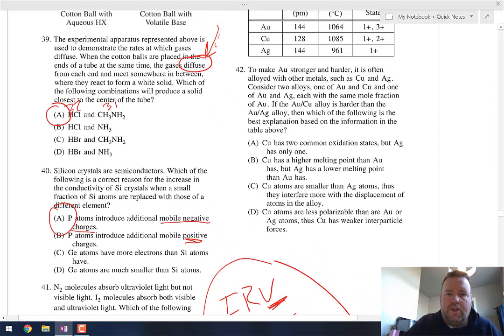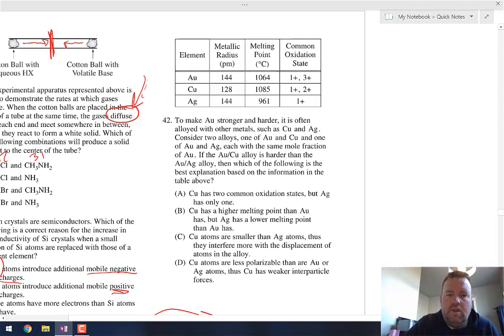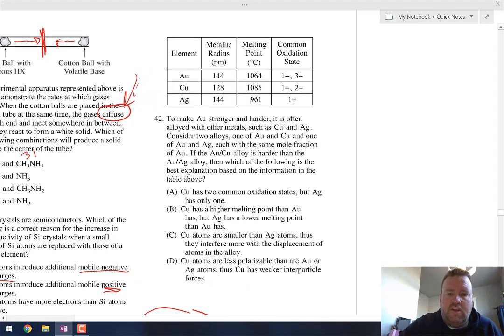Okay, question number 42. Referring to different types of alloys. You've got gold. You want to make gold stronger and harder. It's alloyed with other metals, copper and silver. We're going to look at two different alloys, one of gold and copper and one of gold and silver, each with the same mole fraction of gold.